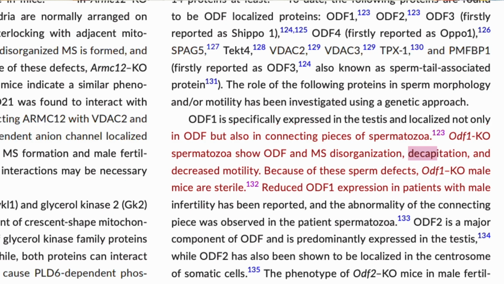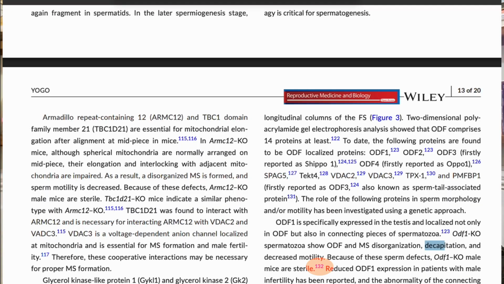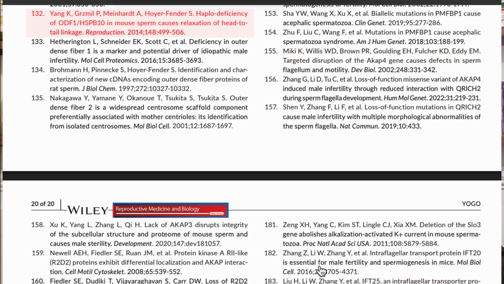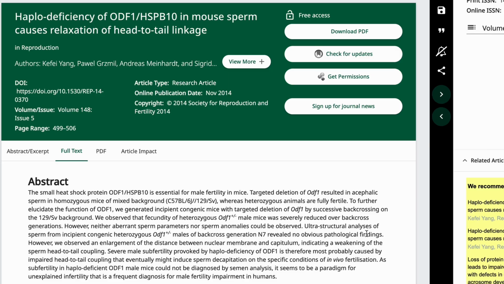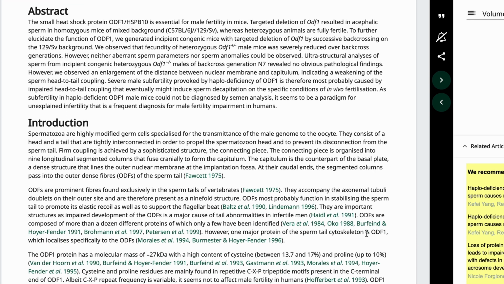The next step in the literature search is to follow the reference chain to the main manuscript that describes the fundamental findings. In this case, the phenomenon of sperm decapitation in the absence of ODF1. Now we go and read the manuscript cited in the review. I like to start with the intro and discussion because they usually point you to the most fundamental work.